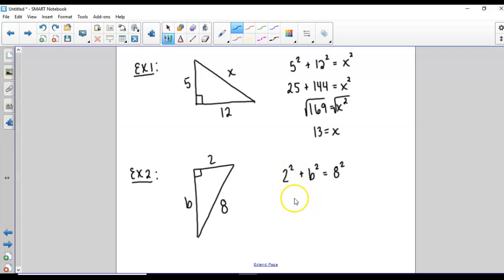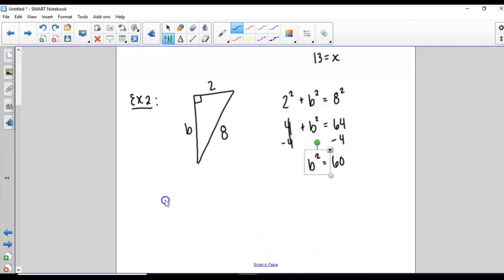So, Zena, what is 2 squared? And that was too easy. So what is 8 squared, Zena? 64. So we're going to solve that equation. We've got to subtract 4 from both sides. So B squared equals 60.